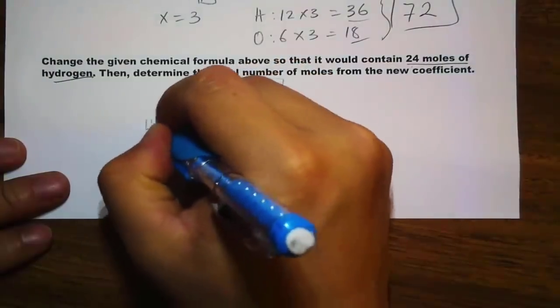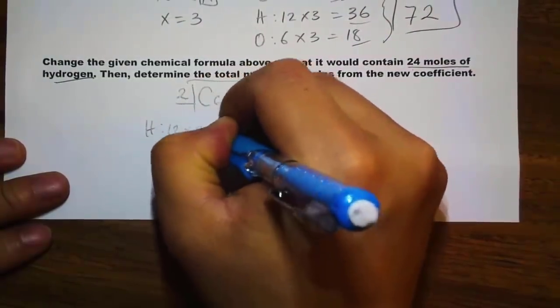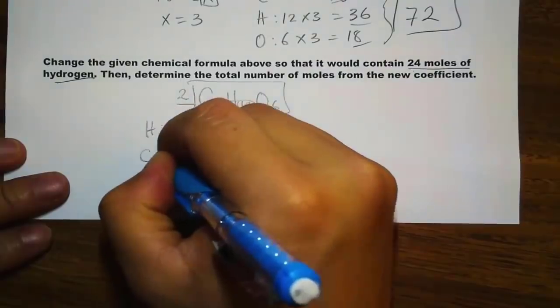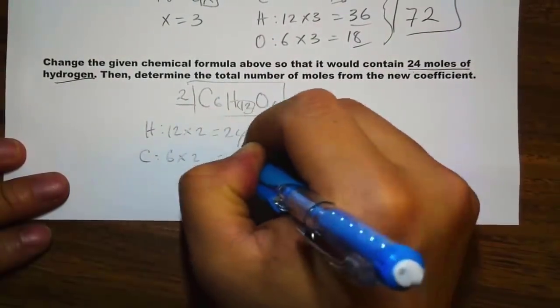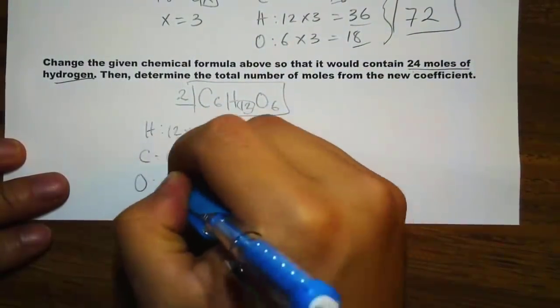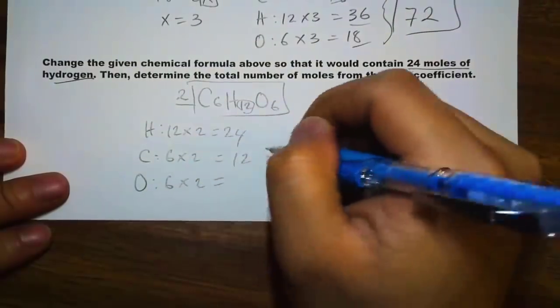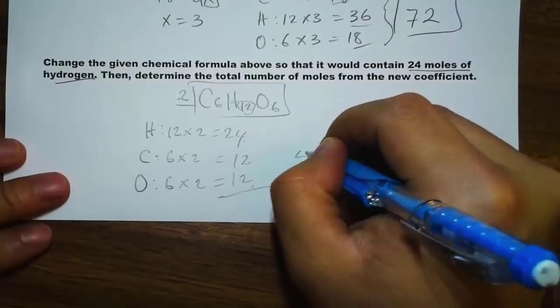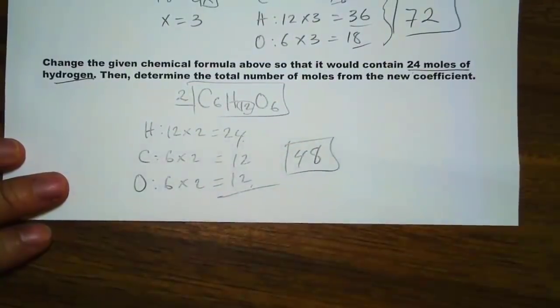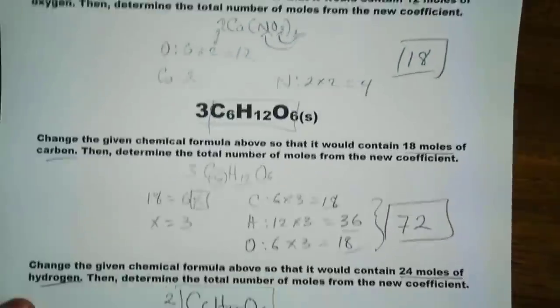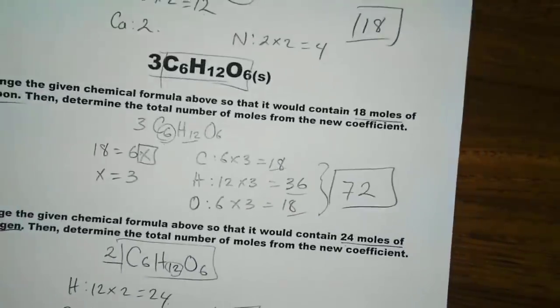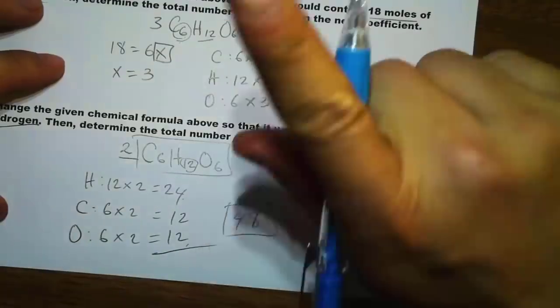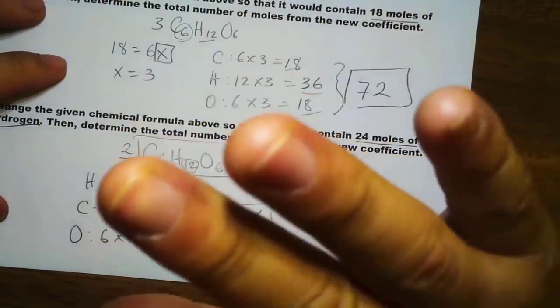So for H it would be 12 times 2, gives us 24. For C it would be 6 times 2, gives us 12. And for O it would be 6 times 2, gives us 12 again. So 24 plus 24 gives us a total of 48. Isn't that easy? And that is how you change the coefficient. Remember, you can only change the coefficient, nothing else.